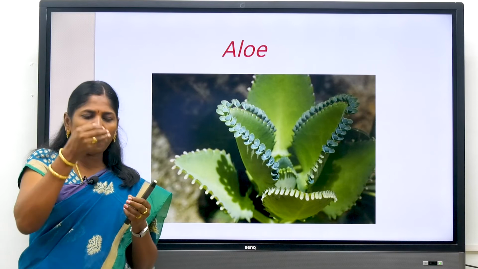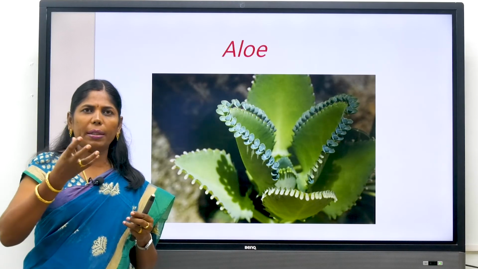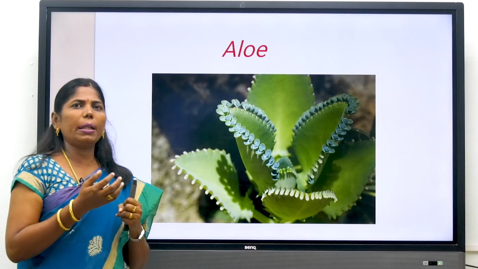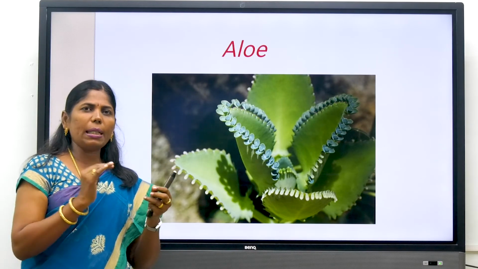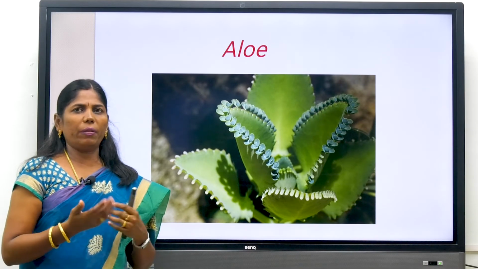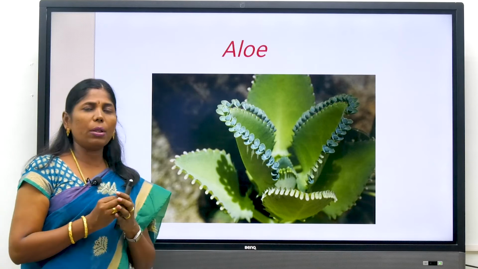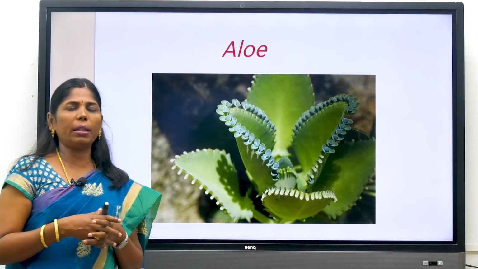You take the bulb, take what is inside the bulb, and grind it well. If you have any problem on your face or skin, apply it, and within a week it will recover. This is a very important medicinal plant, and you can also eat it.